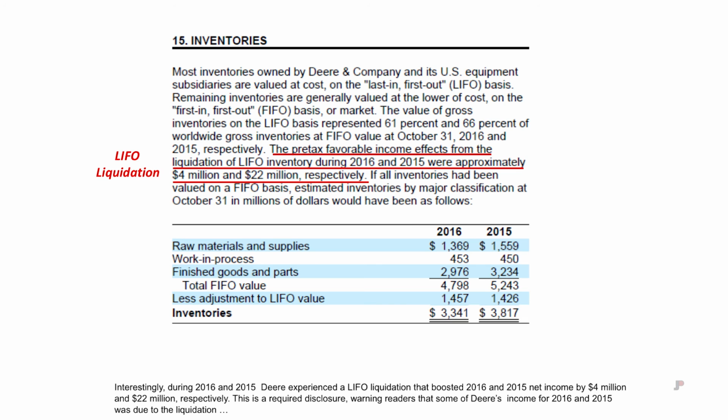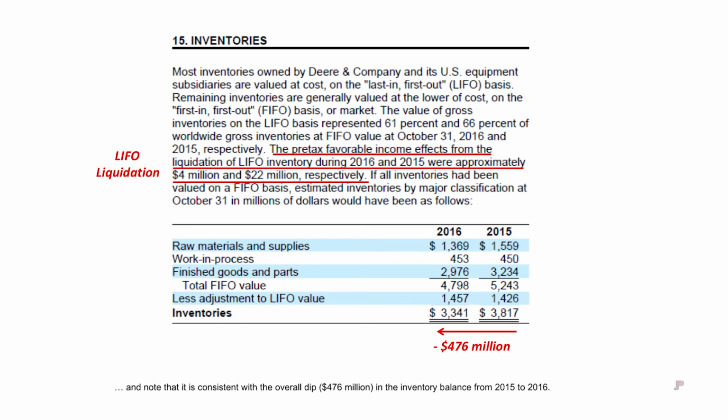Interestingly, during 2016 and 2015, Deere experienced a LIFO liquidation that boosted 2016 and 2015 net income by $4 million and $22 million respectively. This is a required disclosure of all LIFO users, warning readers that some of Deere's income for 2016 and 2015 was due to the liquidation. And note that it is consistent with the overall dip, $476 million, in the inventory balance from 2015 to 2016.